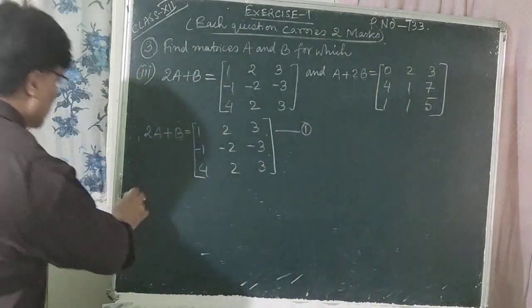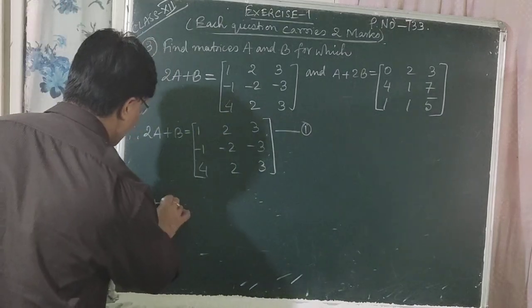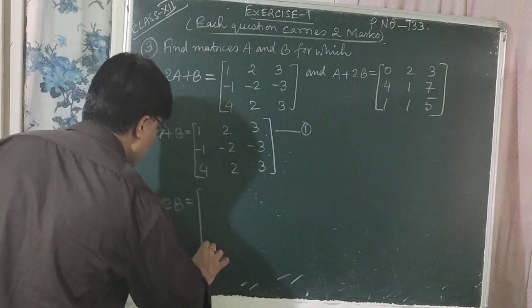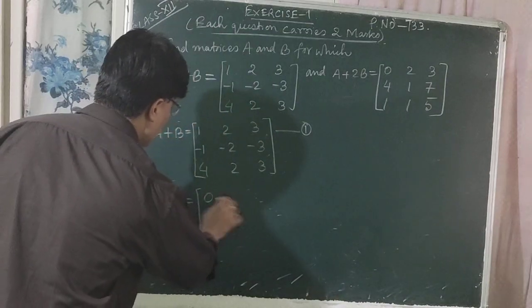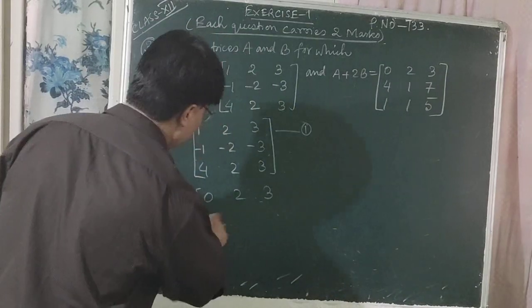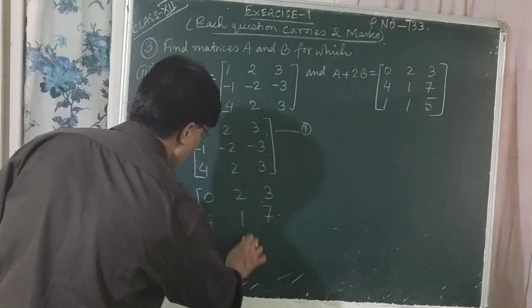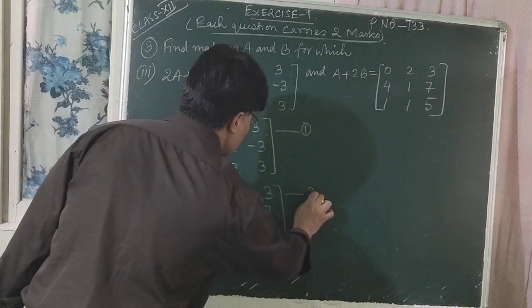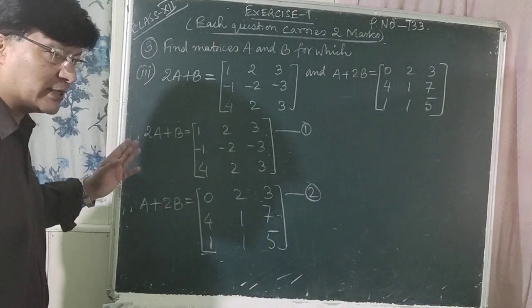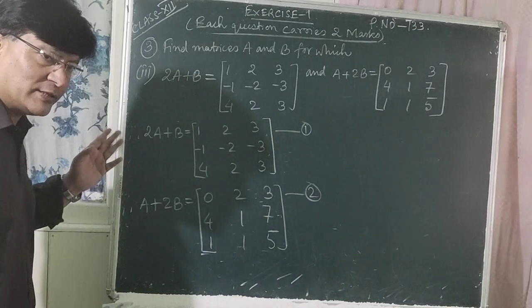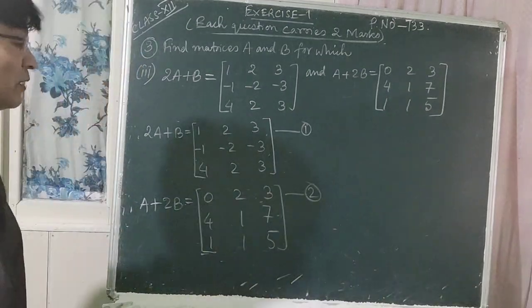Next, what is the second equation given here? It is A plus 2B. A plus 2B is equal to 0, 2, 3; the second row is 4, 1, 7; then 1, 1, 5. So this is your second equation. This is just like your simultaneous equation. In this case, instead of x and y, the matrices A and B are given. Okay. So now let us solve it.